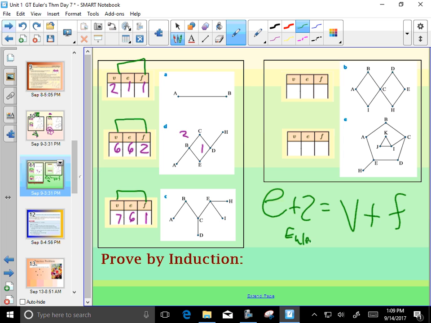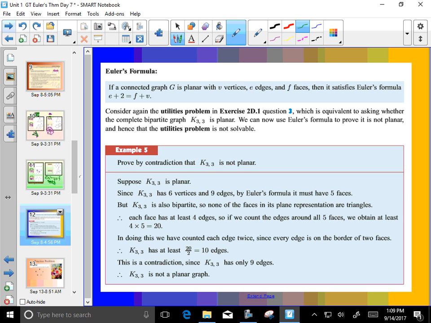Now, I'm not going to do this, but I'm going to give you an opportunity. You can prove this using math induction. Nice little challenge. It's not in my book, so I don't think you can just find it anywhere. You could prove Euler's formula using math induction. N equal to 1, N equal to K, N equal to K plus 1. You remember that.